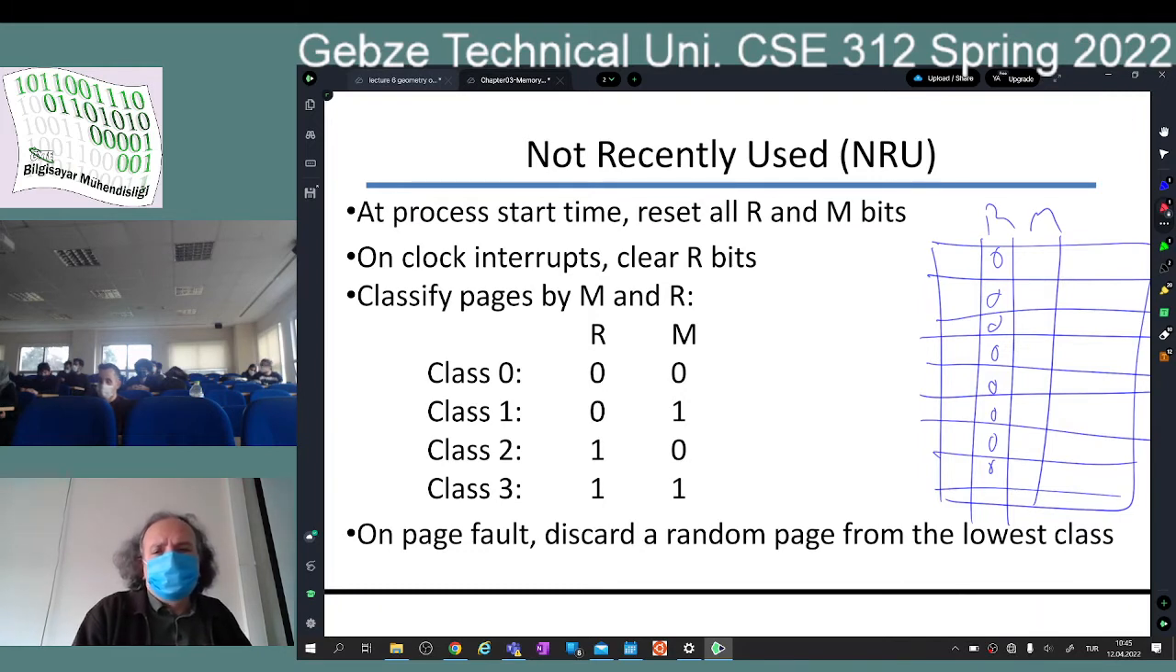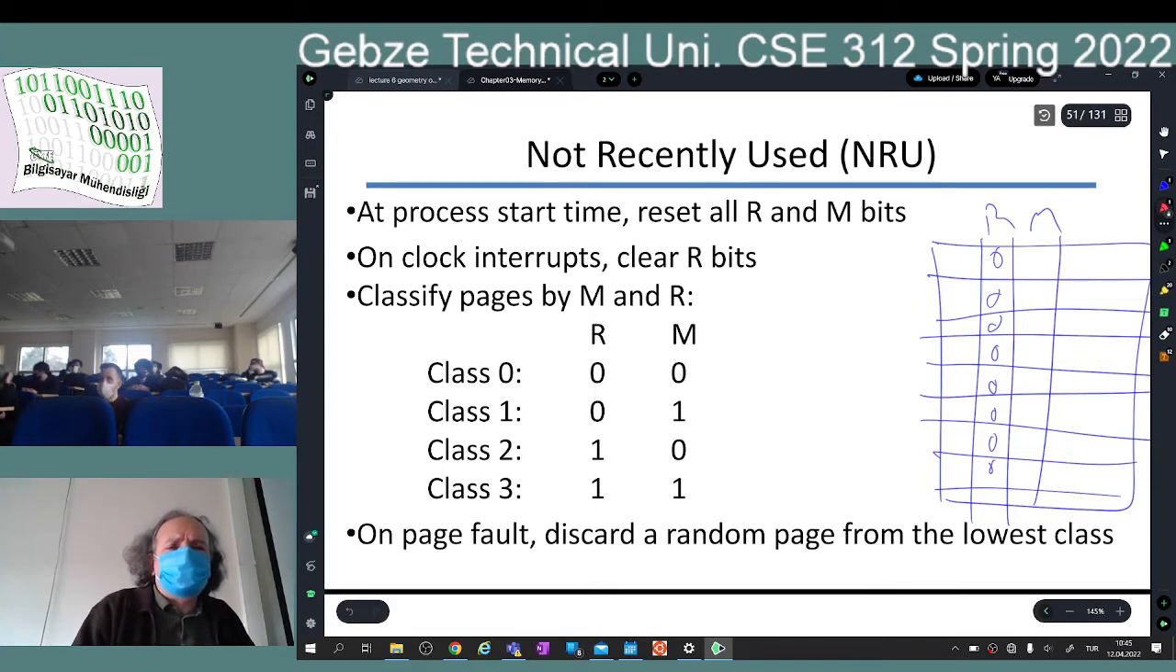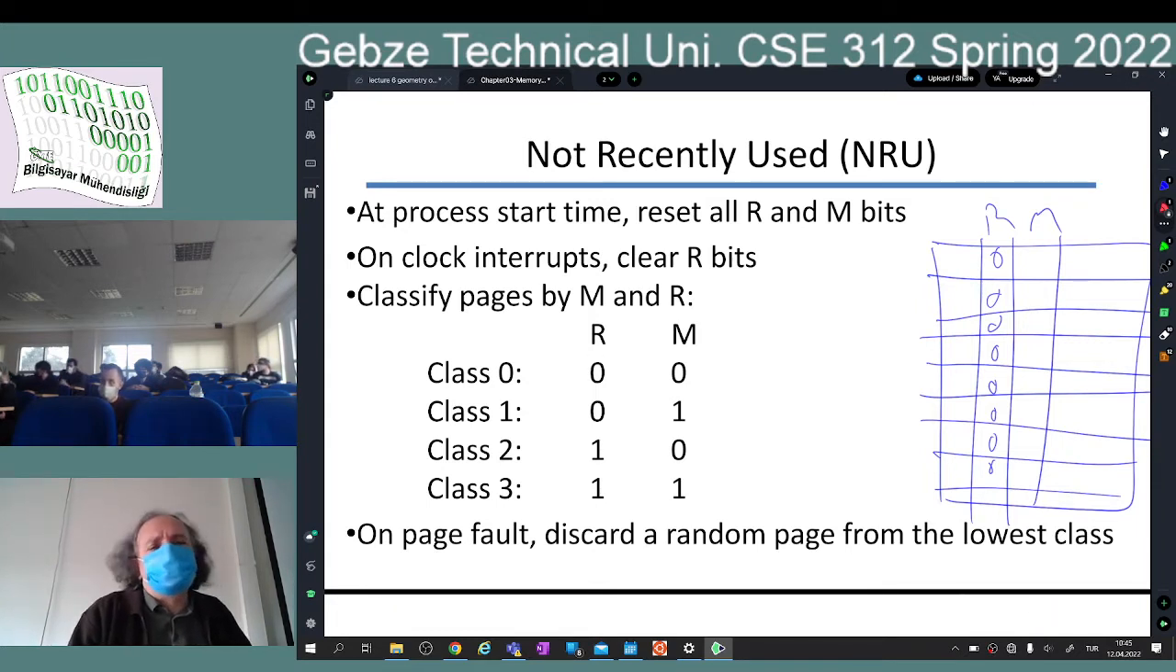So it looks like I am making my decision based only on the R and M bits. That's why they say not recently used. Let's look at this name actually. What does not recently used mean? I think this is the one that is not recently used. Why?